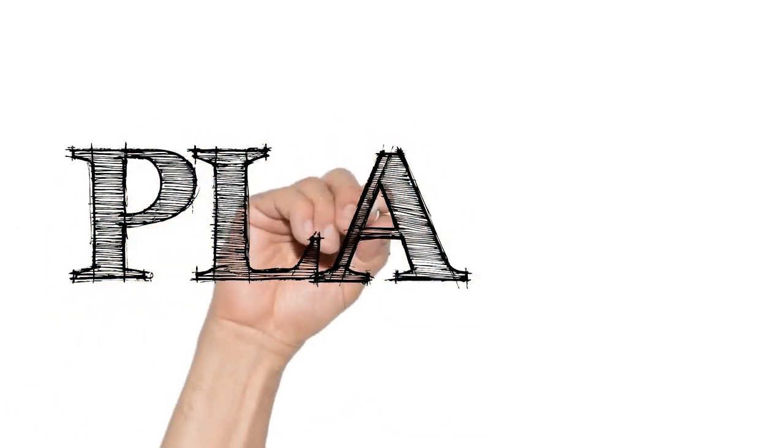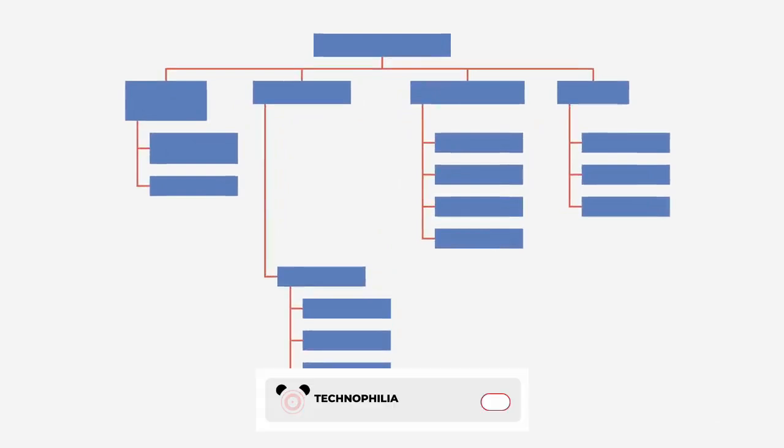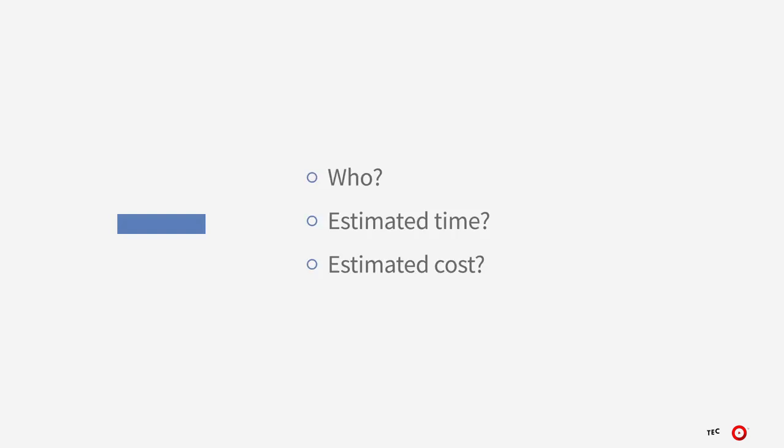A big part of project management is planning out your project in detail. You begin by identifying the work that must be done. To make the project easy to manage, you break the work down into bite-sized pieces. Once you have your list of tasks, you can start estimating who's going to do the work, how long each task will take, and how much they'll cost.